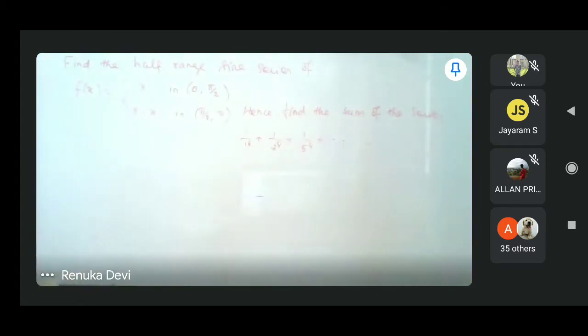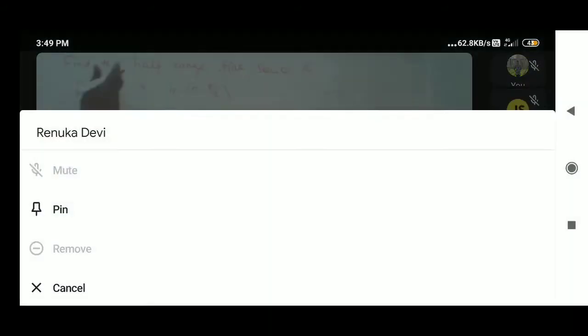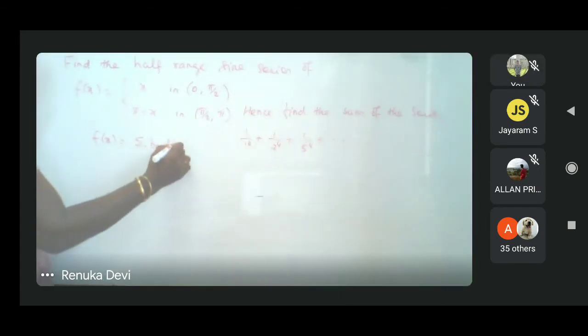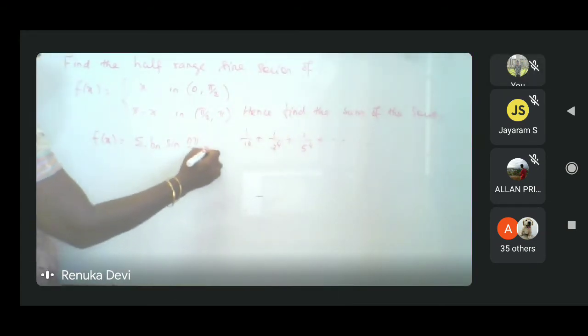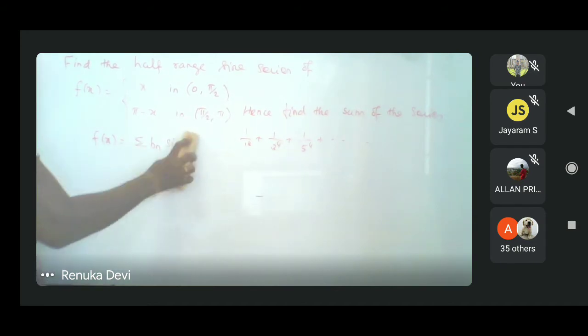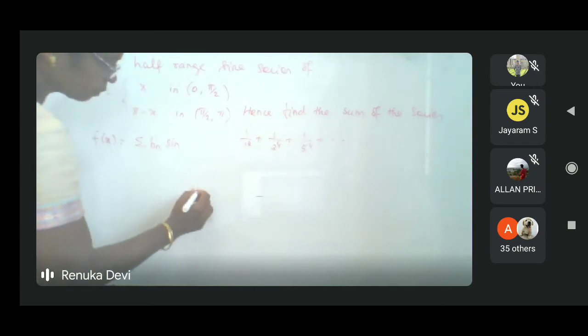So now, here it is given that this is the triangle problem. In the beginning also we did the same triangle problem. There you are having L, here it is given as pi. So now, what is your f of x? Here it is given half range sine series. Therefore, f of x will be sigma bn sine n pi by L x. What is your L? L is pi. So pi cancels. It is sine n pi by L x.